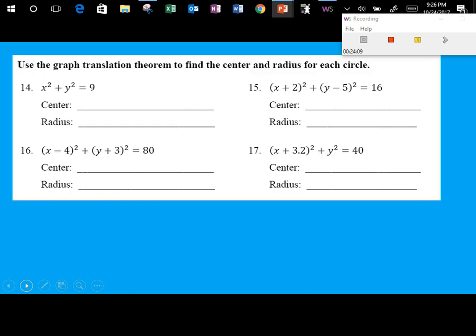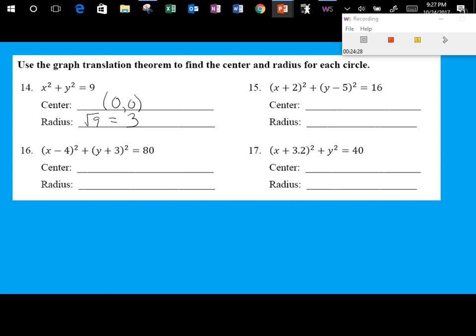So here's your number 14. I'm going to give you x squared plus y squared equals 9. There's no grouping symbols in here. The center is going to be at (0, 0). The radius is going to be the square root of 9, which is 3. A little bit easier with numbers.